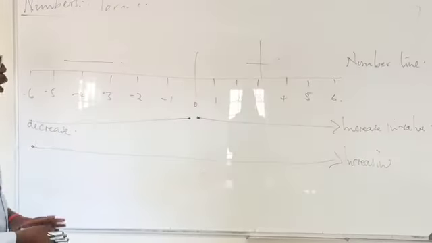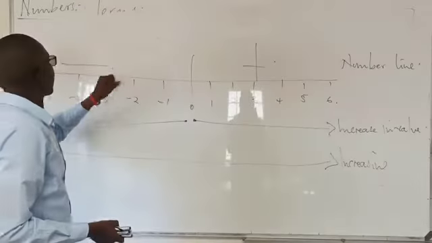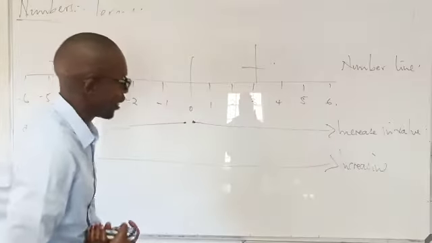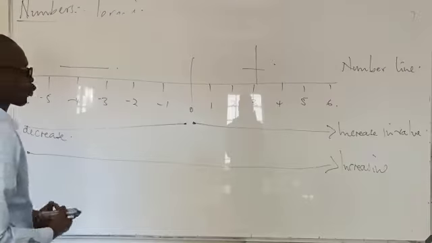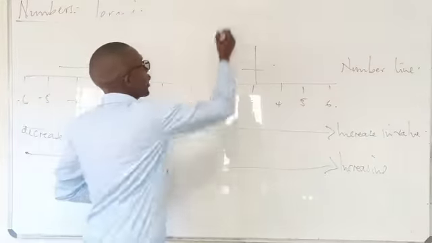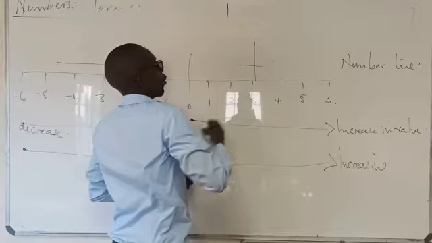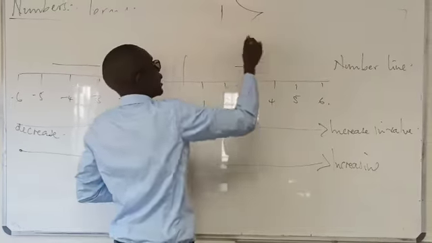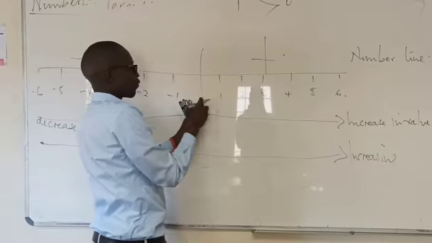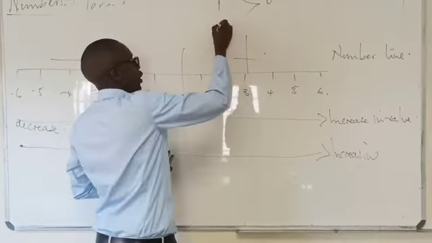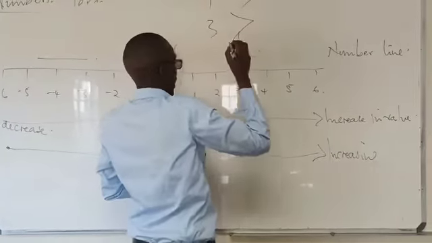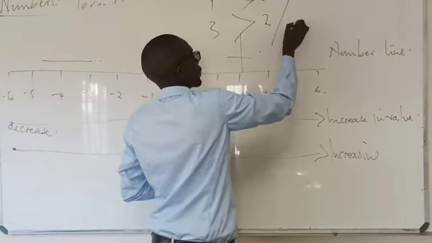We are supposed to use this number line in order to solve our directed numbers. I will say a 1 is greater than a 0. Why? Because a 0 is before the 1. I will say a 3 is also greater than a 2, or it might be greater than a 0.